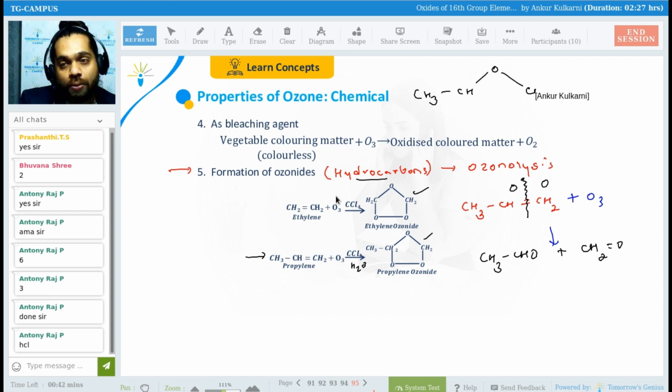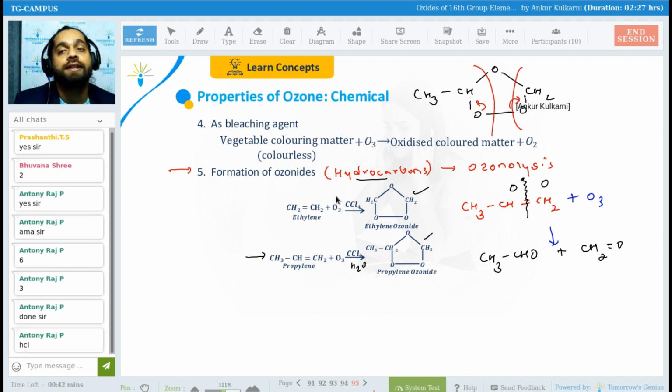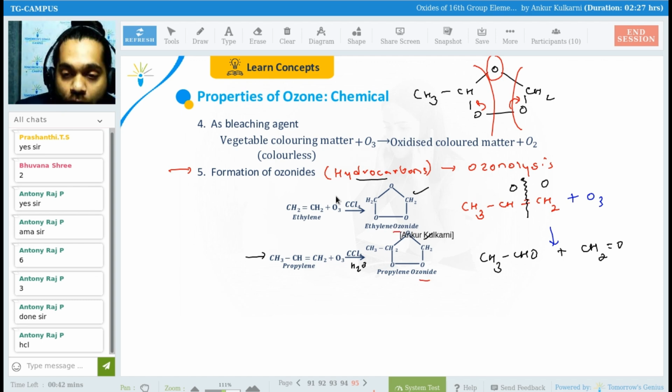CH3CHO, O over here. This is how it gets added, and finally it breaks like this. This comes over here, this comes over here, and this O is lost with H2. That is how you get it, and this is an intermediate, we call it an ozonide. So yes, ozone is used in organic reactions to prepare the ozonide also. Is it clear, everyone?